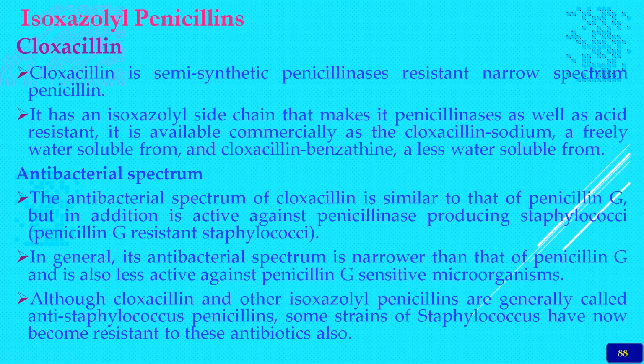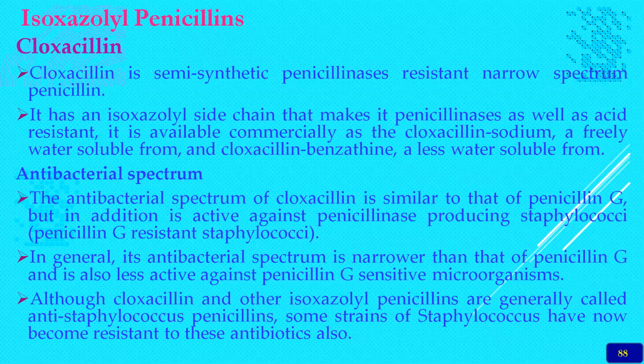Cloxacillin is also very commonly used in veterinary practice for intramammary preparations, and sometimes the amoxicillin and cloxacillin combination is used. These are called anti-staphylococcal penicillins, and some strains of staphylococcus have now become resistant to these antibiotics also. Coming to the pharmacokinetic properties, very briefly, of cloxacillin.